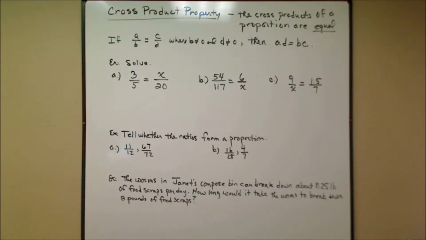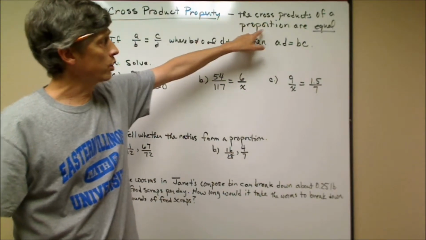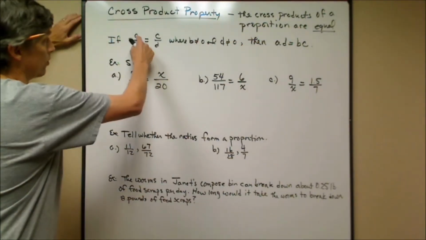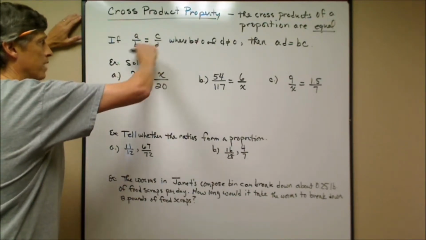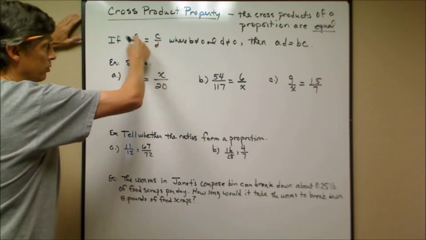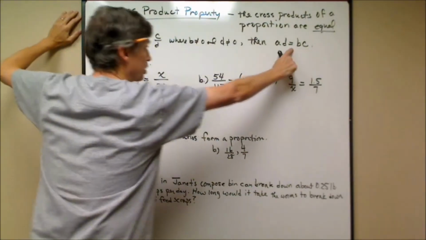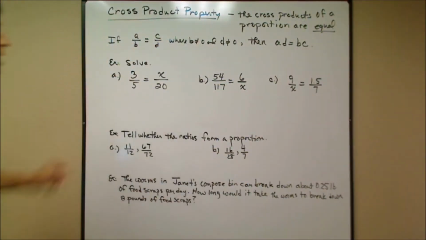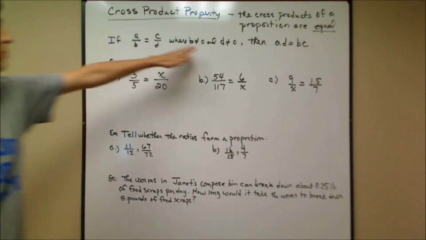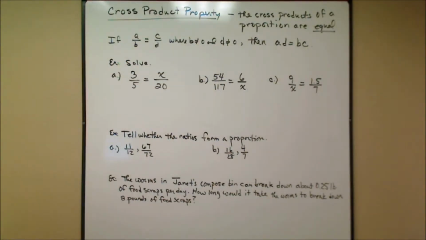We will use what we call the cross product property of proportions to help us when one of the terms is an unknown, when one of the terms of a proportion is a variable. You'll notice here that it says the cross products of a proportion are equal. That means if you multiply on the diagonal, if you multiply the extremes together and multiply the means together, these two terms and these two terms, they should be equal. A times D equals B times C. Those are sometimes just called the cross products. And of course, B and D cannot be equal to 0 because you can't have 0 in the denominator.